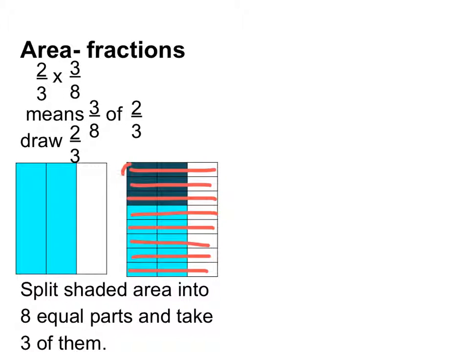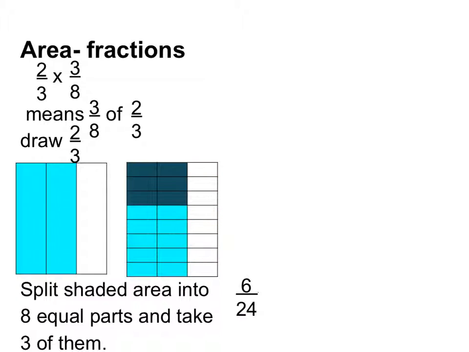And then because it's 3/8, I want 3 of them. So I'm taking these 3 up here. So if I look at the dark shaded, there are 1, 2, 3, 4, 5, 6 of those dark shaded blocks, and then if I count the whole, there are 24. So I have 6/24. Now, this number can be reduced, and if you reduce it, fine. If you don't, fine.